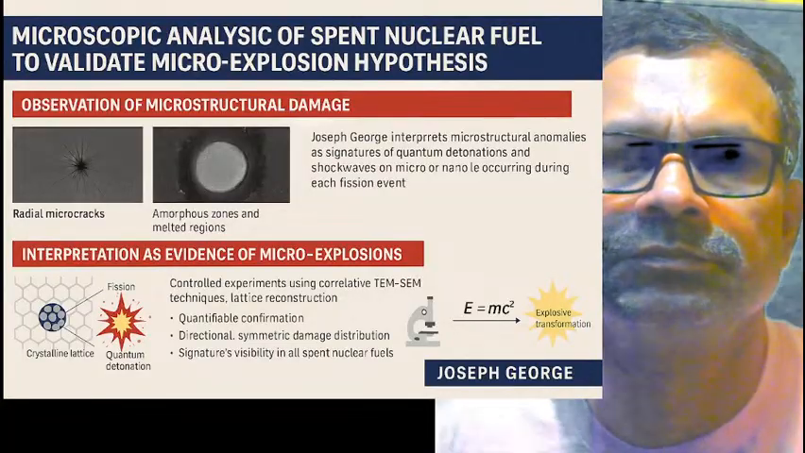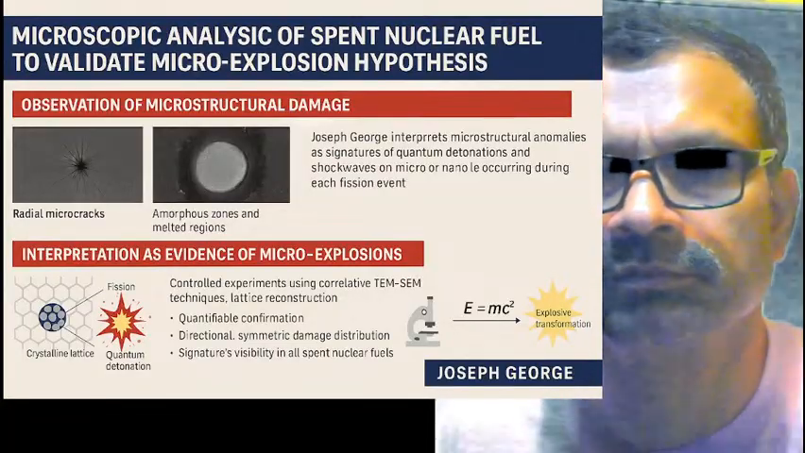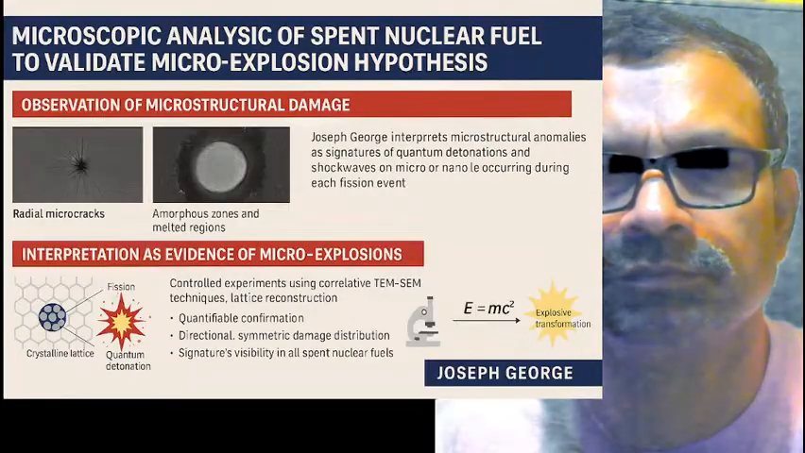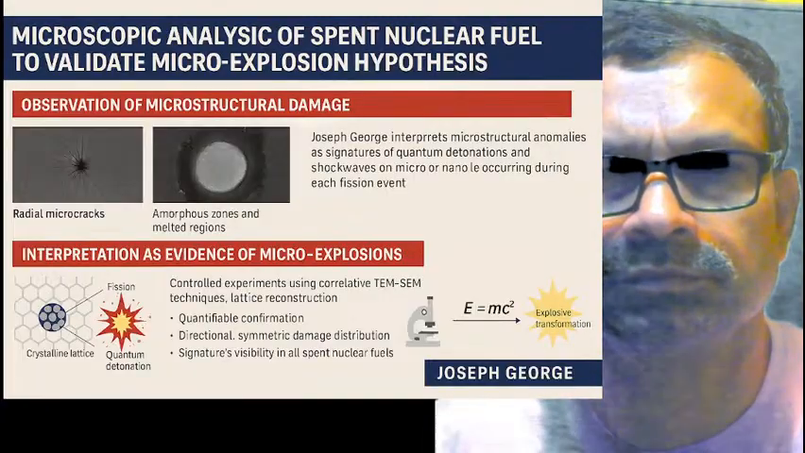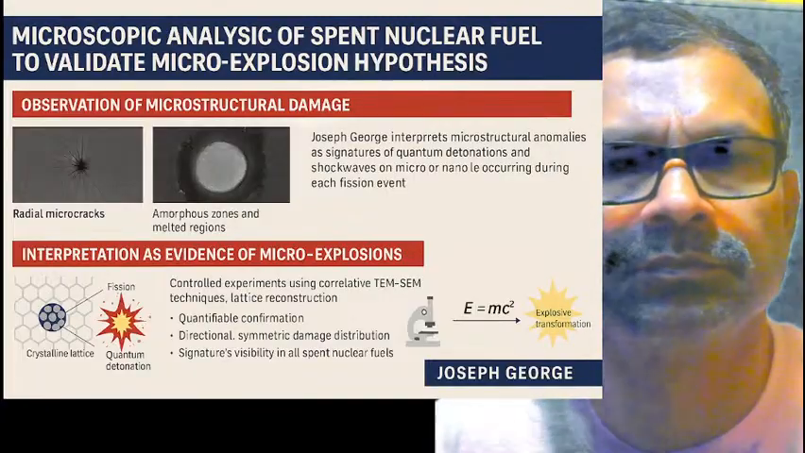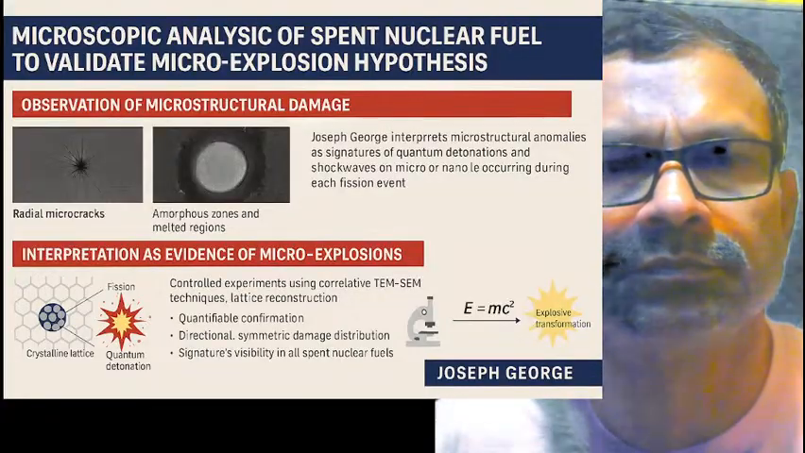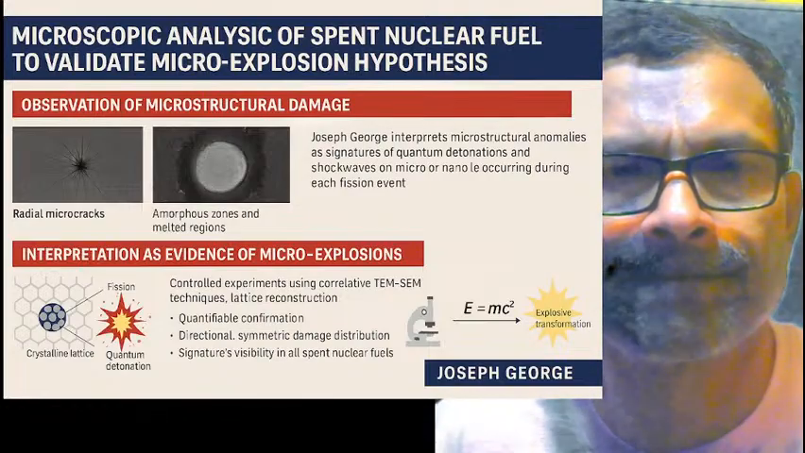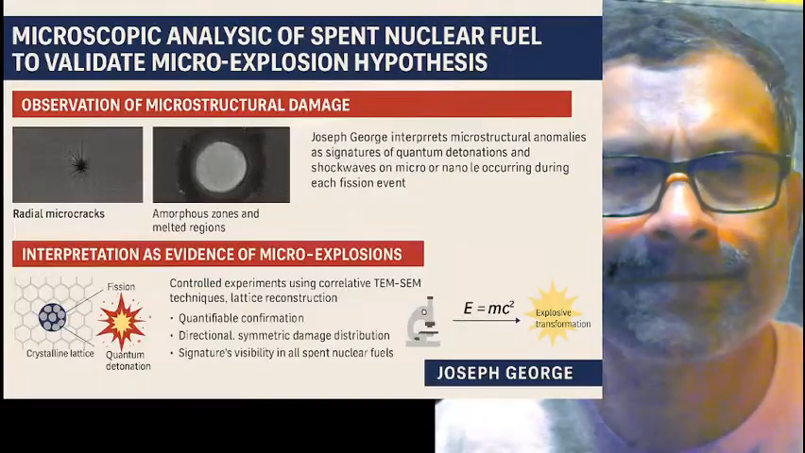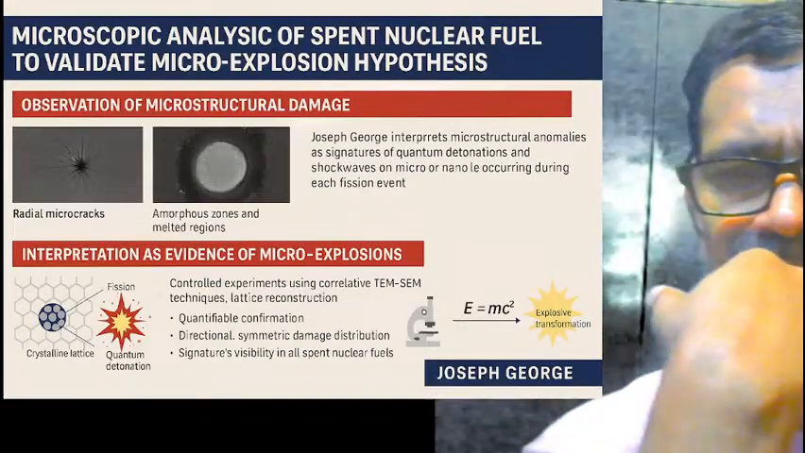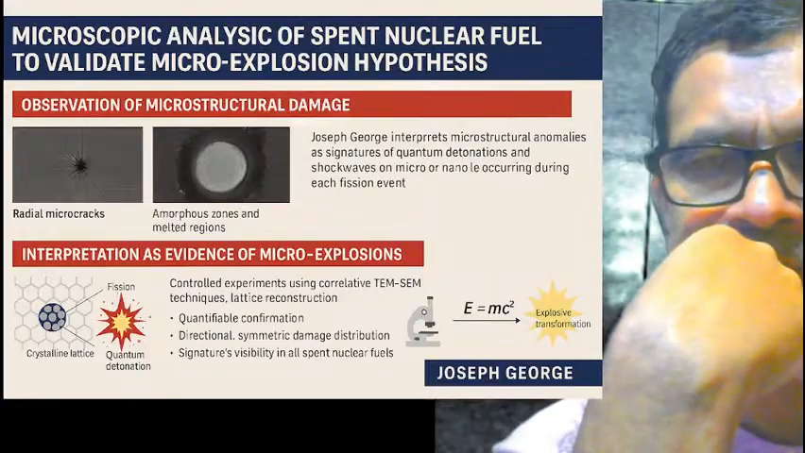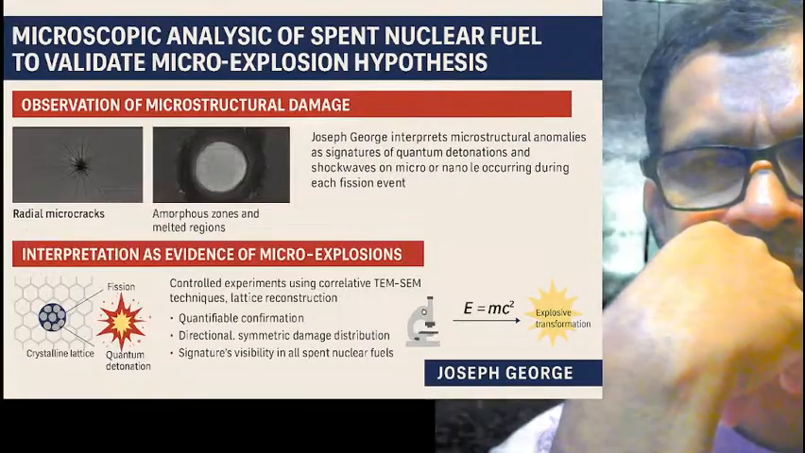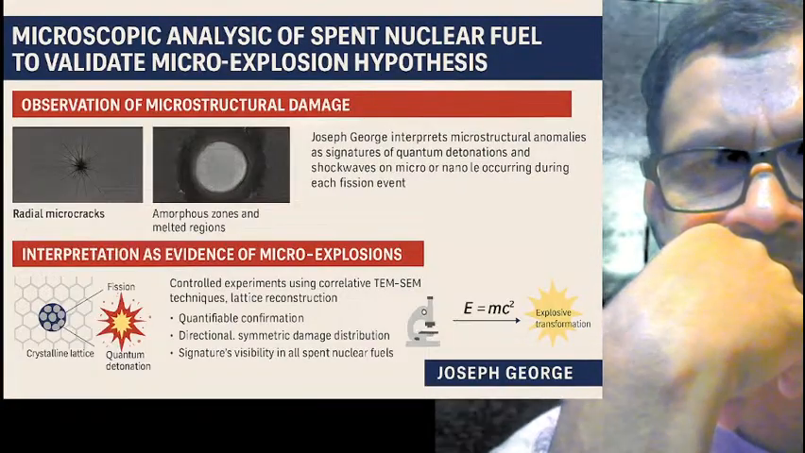3. Falsifiable predictions from microstructure. George's framework is predictive as well as explanatory. It proposes that any spent fuel from fission reactions, especially those involving heavy nuclei like uranium or plutonium, should show these microexplosion scars. The distribution and symmetry of the damage patterns can correlate with the directionality and magnitude of energy release per fission event. He proposes that future controlled experiments on irradiated fuel using correlative TEM-SEM techniques, along with lattice reconstruction methods, can provide repeatable and quantifiable confirmation.